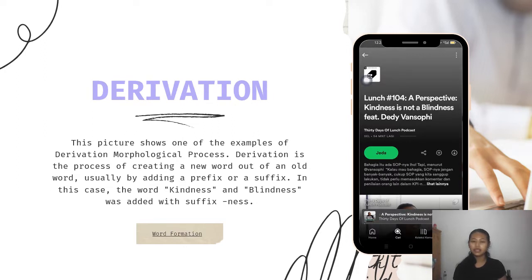And then we have derivation. This picture shows one of the examples of the derivation morphological process. Derivation is the process of creating a new word out of an old word, usually by adding a prefix or suffix. In this case, the words kindness and blindness were formed by adding the suffix ness.